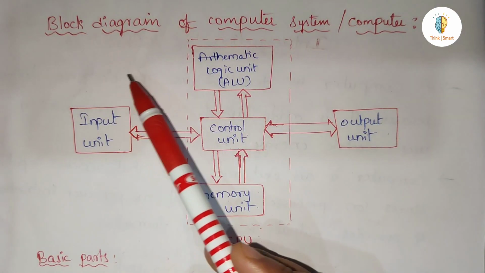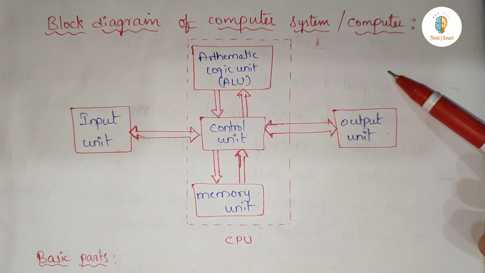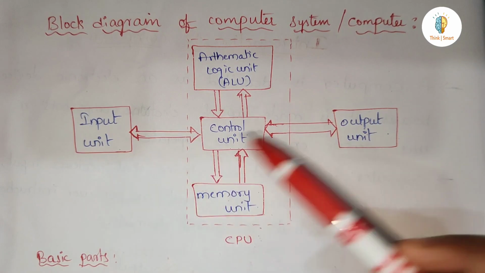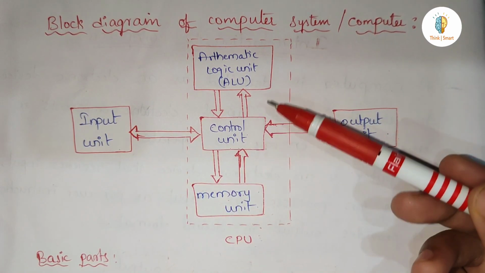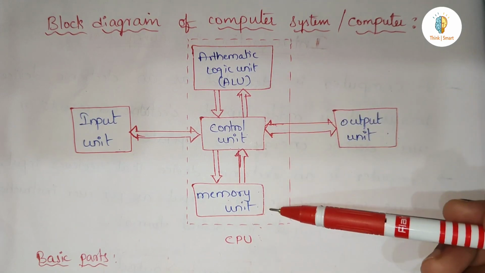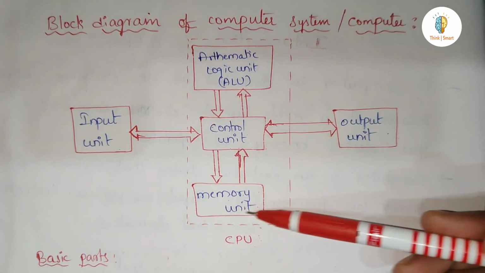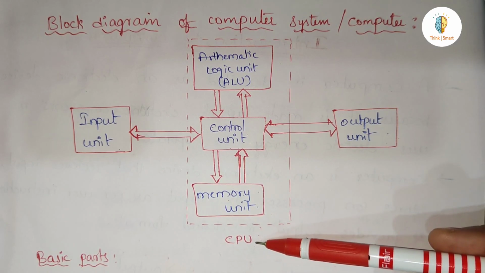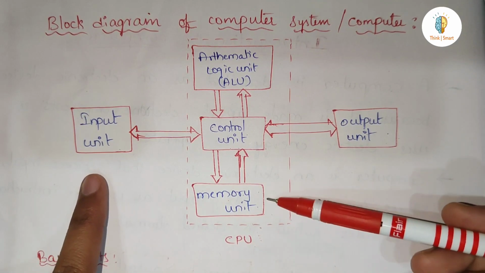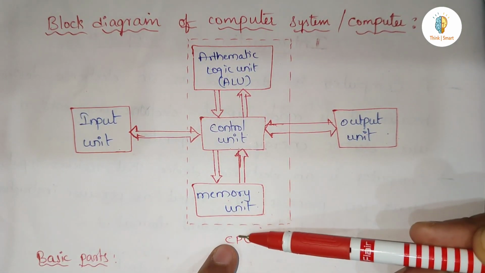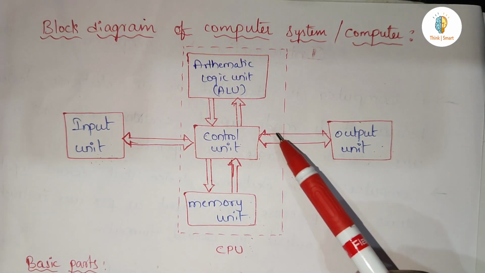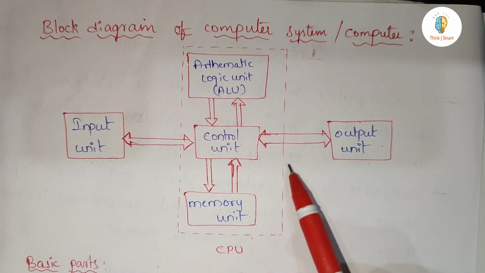Now let us see the block diagram of the computer and computer system. The block diagram of a computer consists of input unit, output unit, control unit, arithmetic logical unit and memory unit. This whole combination is called the CPU, which is the central processing unit, also known as the brain of the computer, because the input data is wholly processed in the CPU and given to the output unit. Let us discuss the basic parts of the computer in a brief way.